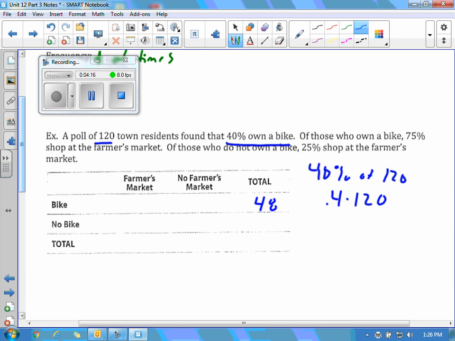And then it says, of those who own a bike, 75% shop at the farmer's market. So 75% of the 48 who own a bike go to the farmer's market. So we can multiply that, and we get 36. So there's 48 people who own a bike, 36 of them go to the farmer's market, and then we can just fill in. If 36 go to the farmer's market, that means 12 do not, because it has to add up to 48.